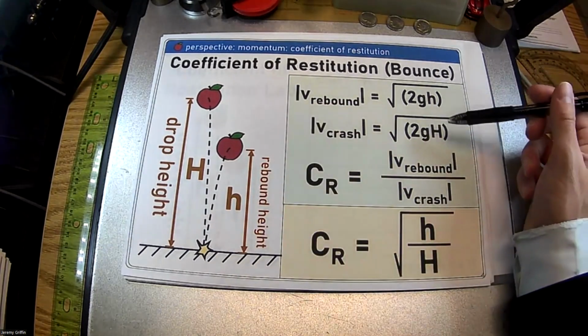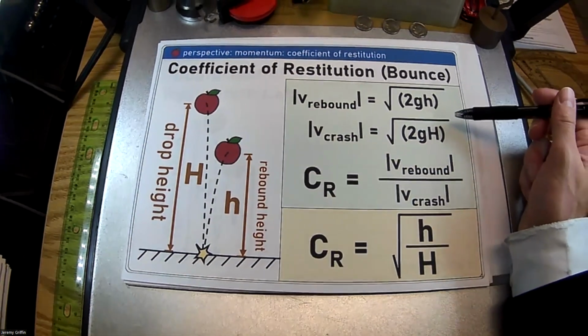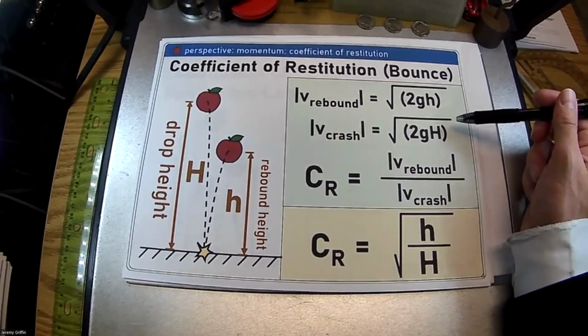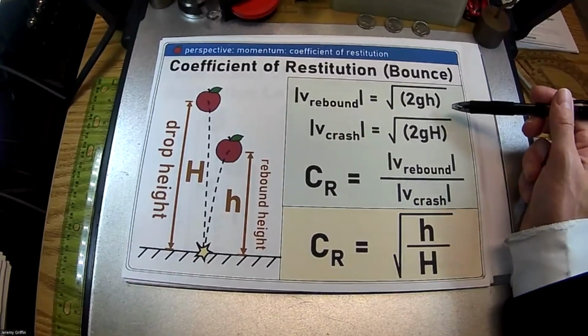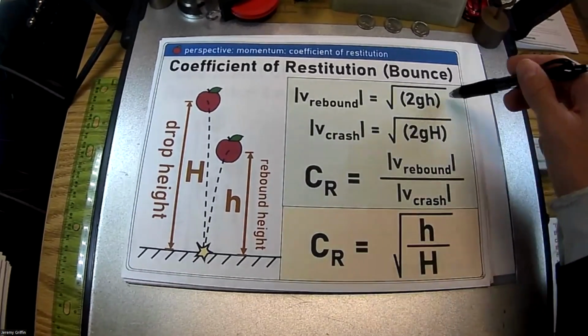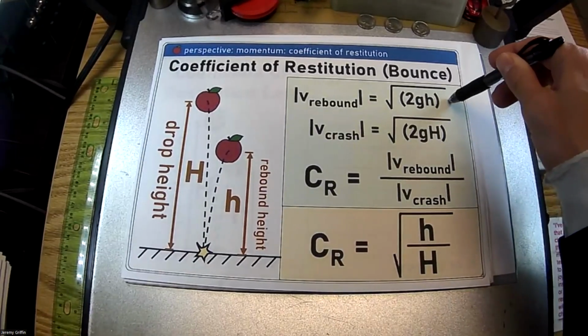And you guys know how to do that. Last week you did conservation of energy, or even going back all the way to August with kinematic motion, you could have figured this out then too, right? It's always going to be square root 2gh for the speed, isn't it?